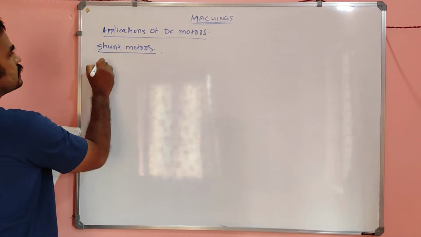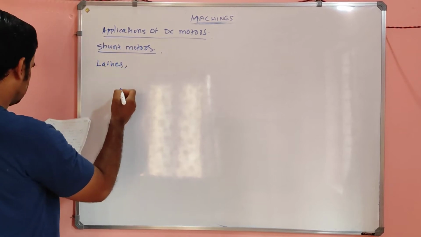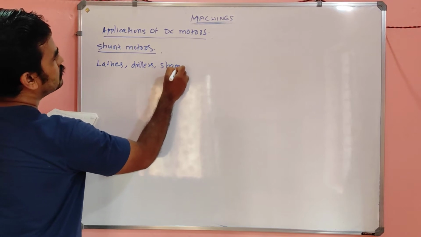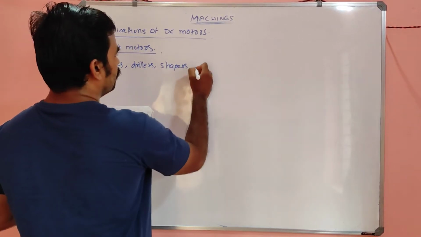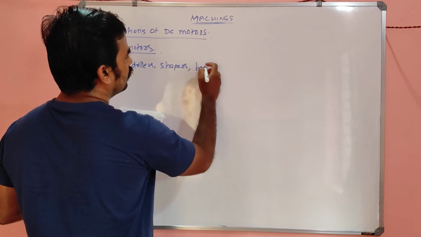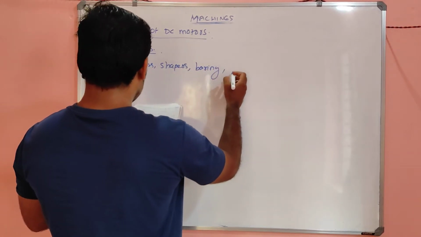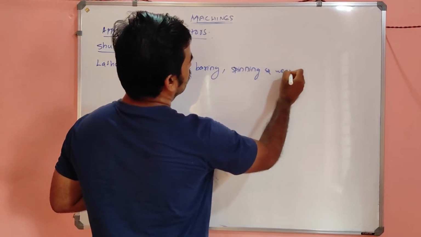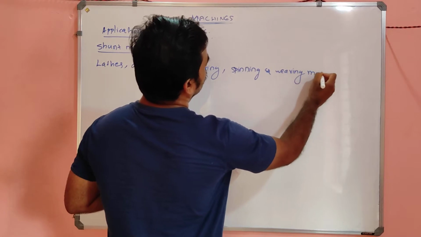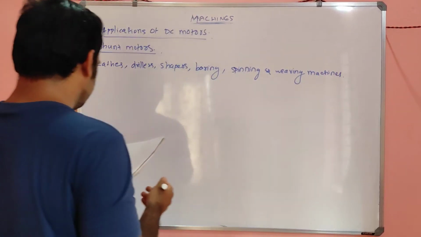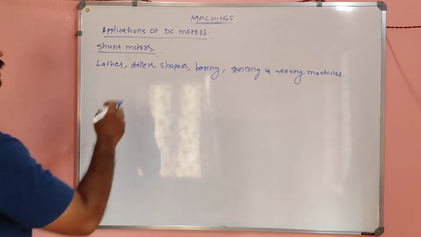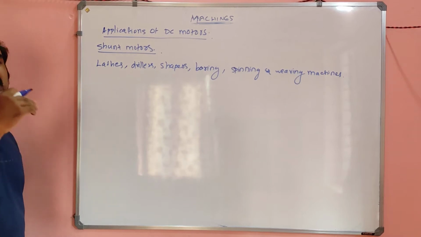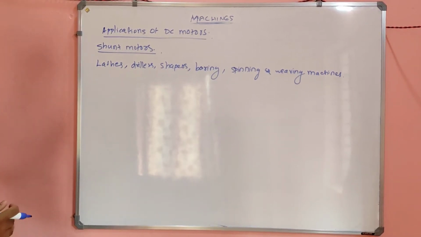Means lathes and drillers, shapers and boring, and spinning and weaving machines. Spinning and weaving machines. So lathe, driller, shapers, boring, spinning and weaving machine. Where you need a constant speed, you can use a shunt motor.